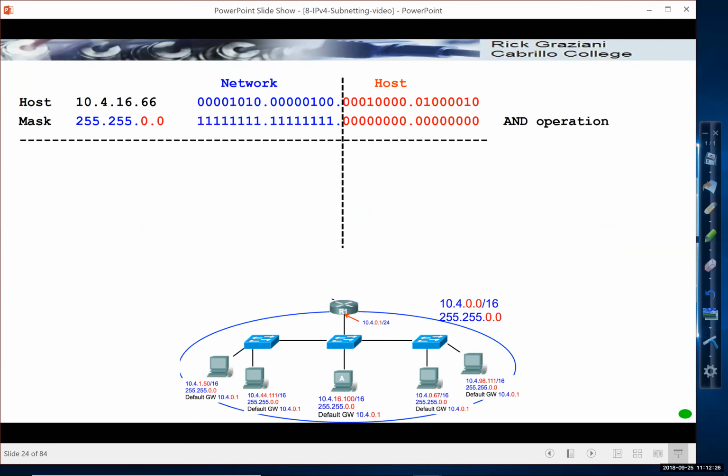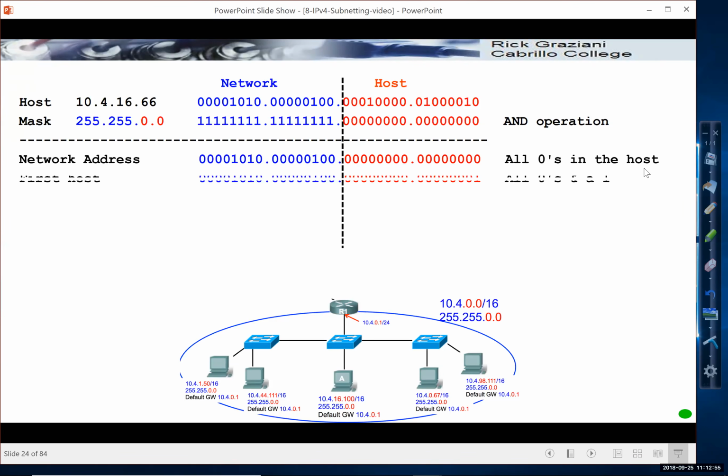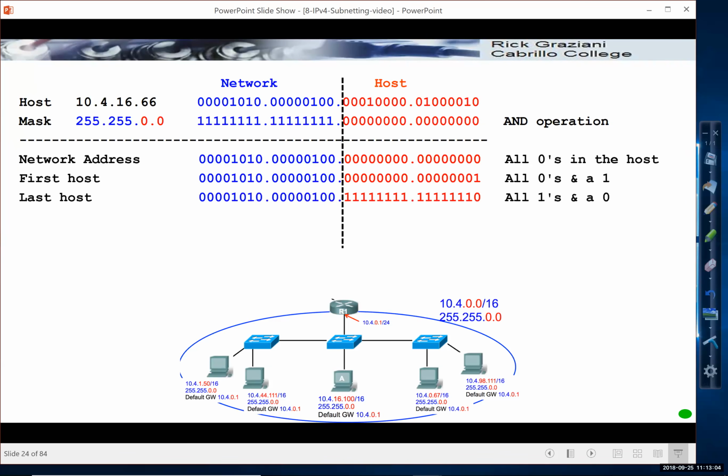If we look at this in binary, remember we did this when we looked at IPv4 addressing in a previous video. Here's the host address for A in binary, 10.4.16.66 with the mask 255.255.0.0. We did the AND operation, and it tells us what network it belongs to. Remember, we just copy the network portion in the AND operation. The network address is all zeros in the host portion. If we look at all the addresses on this network, the first host will have all zeros and a 1, the last host all 1s and a 0, and the broadcast address is all 1s.